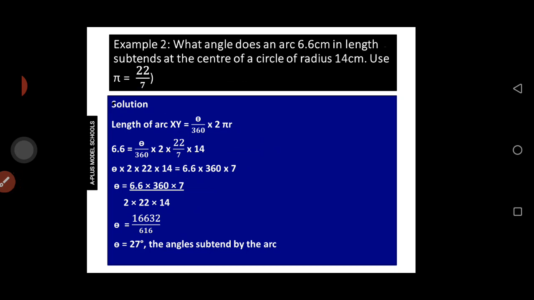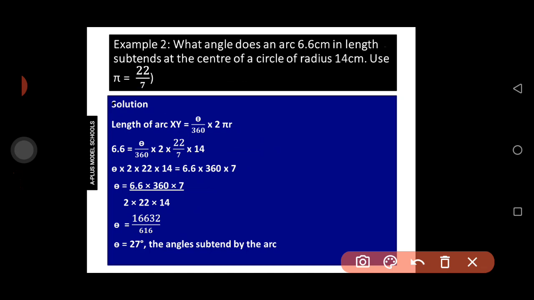Now for example 2. What angle does an arc 6.6 centimeters in length subtend at the center of a circle of radius 14 centimeters? Use pi to be 22 over 7. Here we are looking for the angle. We still follow the same formula: length of an arc is equal to theta over 360 multiplied by 2 pi r. We are given the length to be 6.6 centimeters, which is equal to theta over 360, where theta is the angle we are looking for, times 2 times 22 over 7, then times the radius, which is 14.